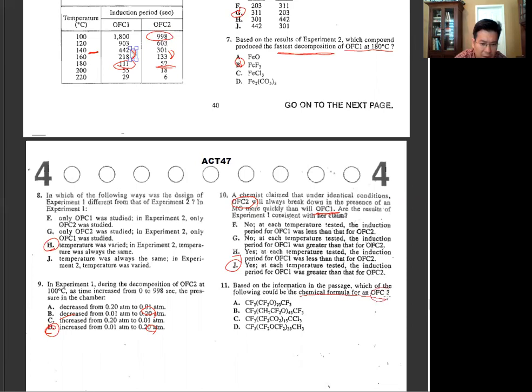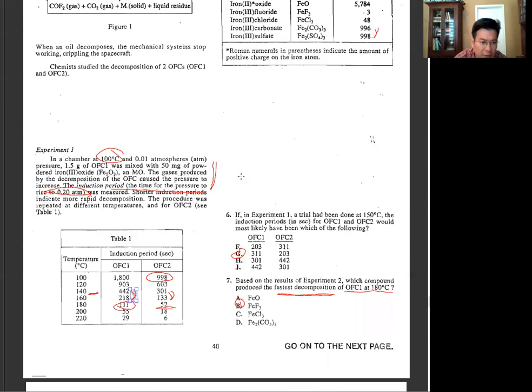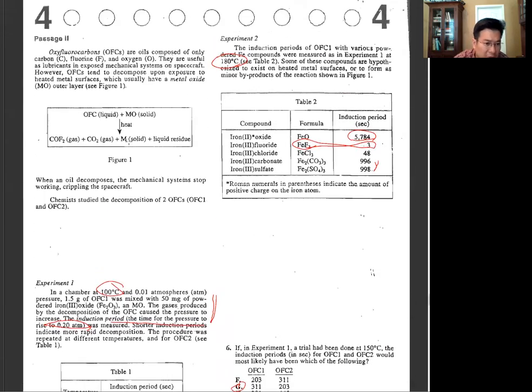Okay, which information following is a chemical formula for an OFC? Could be, it says could be a formula. So something we have to think about here, figure 1, the OFC liquid plus MO make this gas, liquid, residue. So if you have OFC, then we probably need to have something of these components one by one.